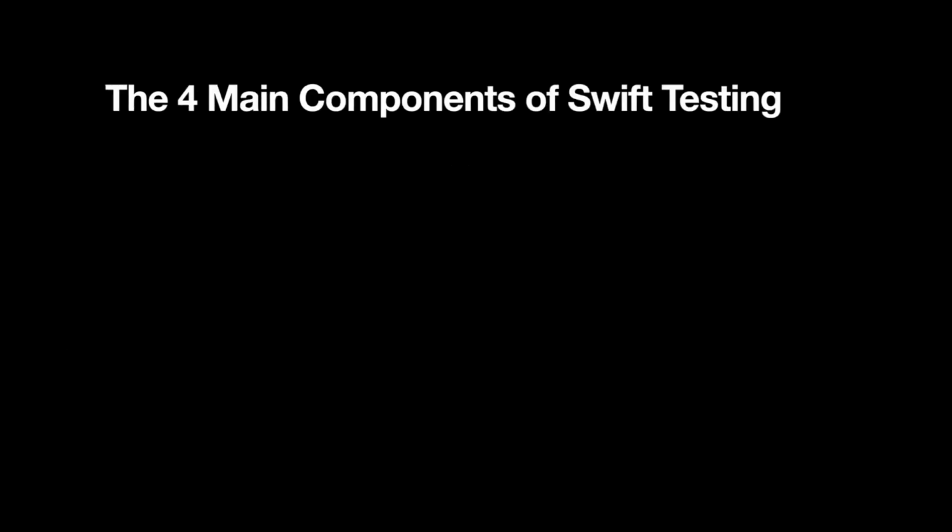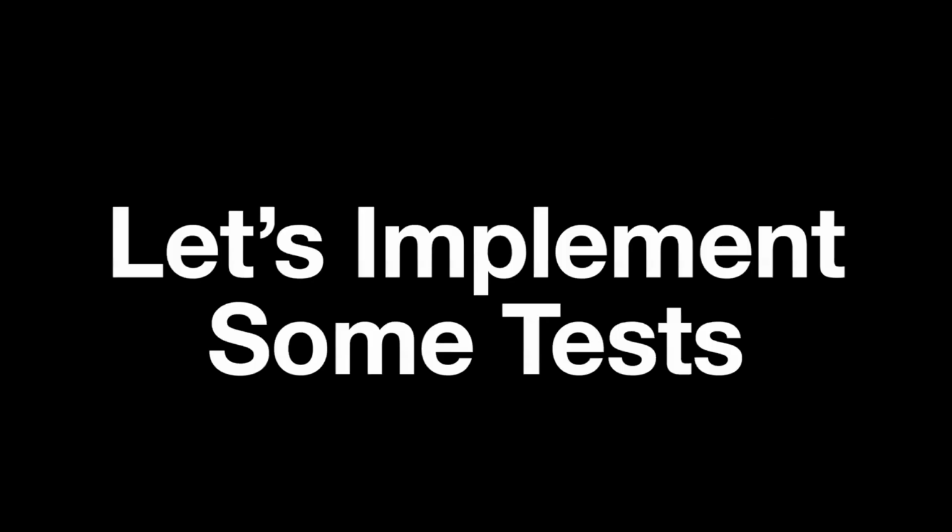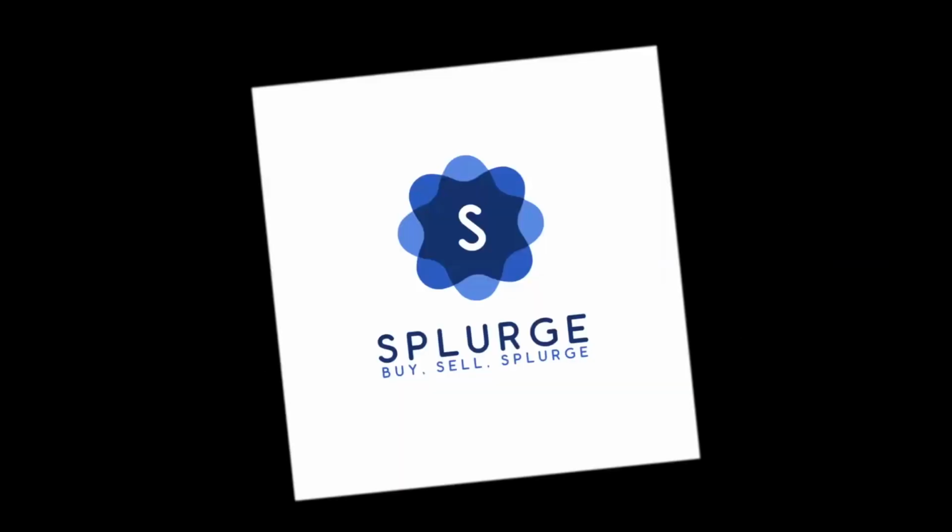When it comes to getting up and running with Swift testing, there's 4 main components that you need to know about. These are test functions, working with expect and require, traits, and suites. And the best way to see what these are is by getting our hands dirty. So let's implement some tests. To do this, we're going to add some tests to a fictional code base from Fake App. This is the code base of Splurge, a fictional shopping app.